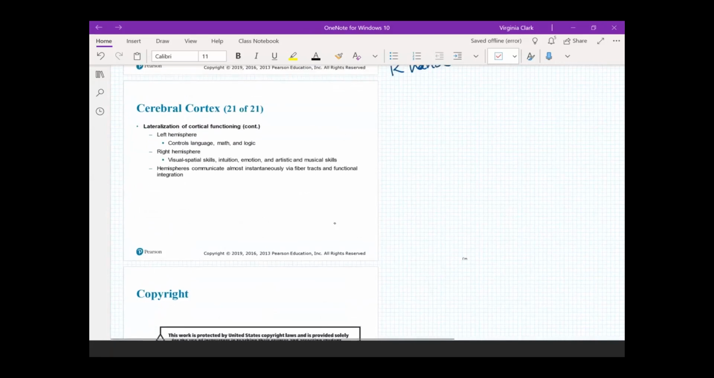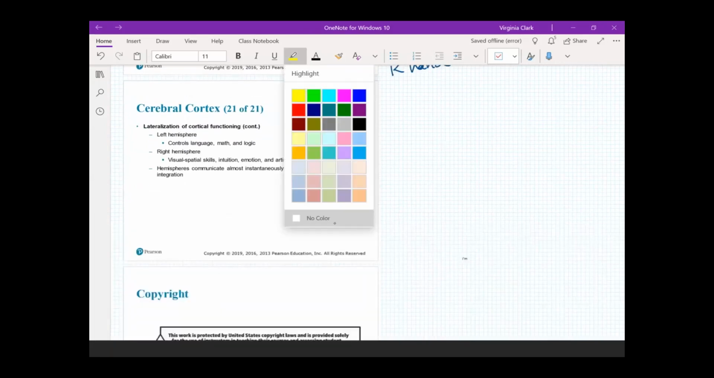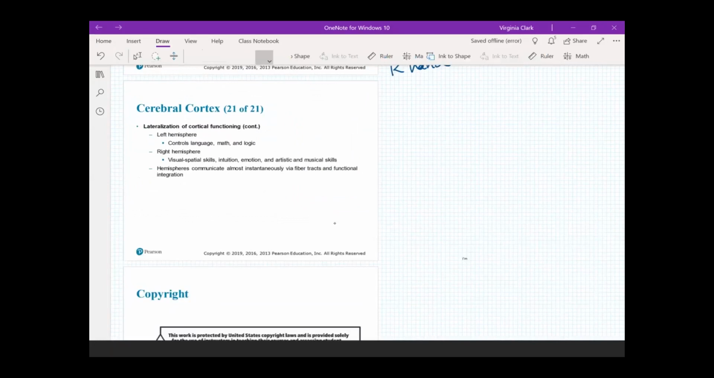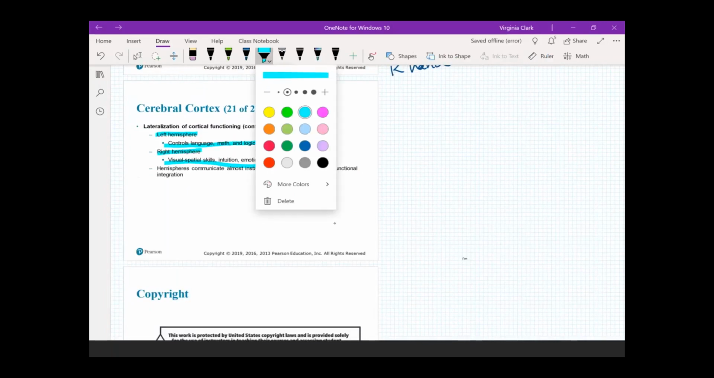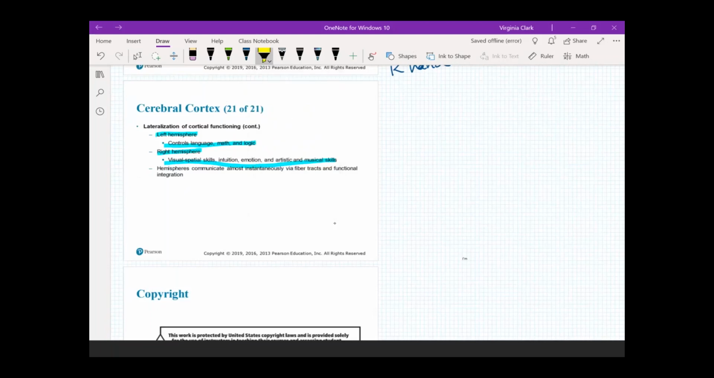But there is a difference in the right hemisphere and the left hemisphere. This is a general characteristic, but there is some truth to the fact that the left hemisphere is responsible for controlling language, math, and logic, more detail-oriented pieces of information, whereas your right hemisphere is going to be more largely used during visual spatial perspectives, intuition, emotion, artistic, and musical abilities. So all of that is kind of a good rule of thumb.